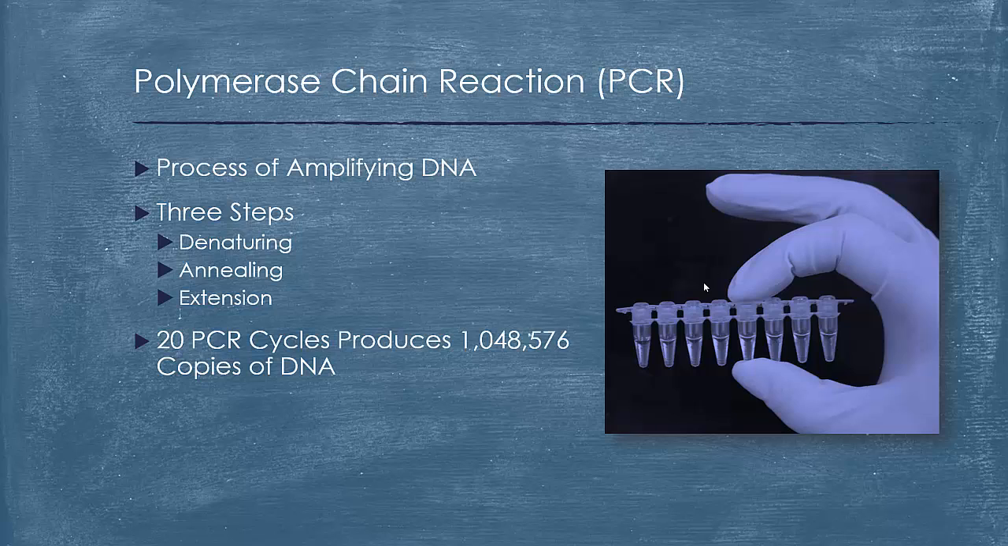So how do we actually study these DNA variants? So we have a tool called polymerase chain reaction, or PCR. This is a process of amplifying or making copies of DNA by a billionfold within only a few hours. Now there are 3 steps: denaturing, annealing, and extension. And the end result produces up to 1 million copies of DNA.